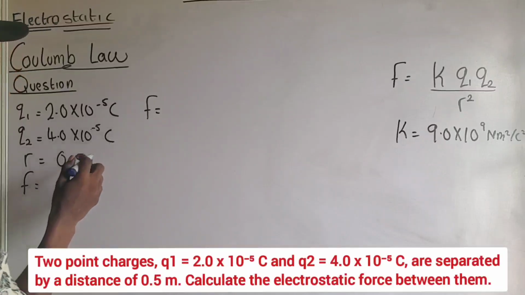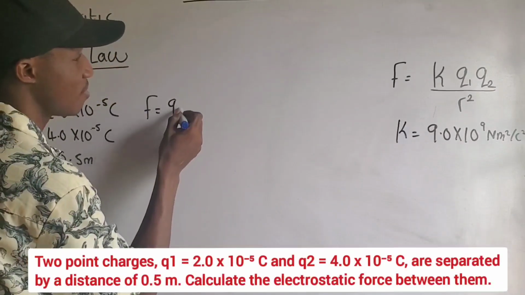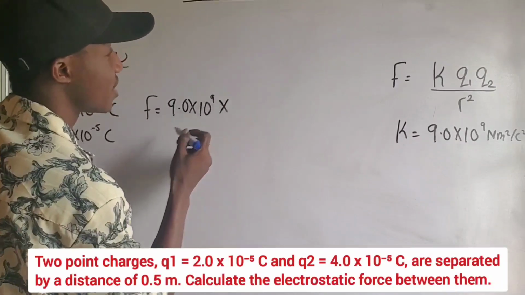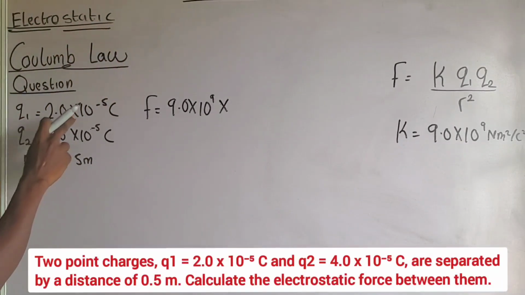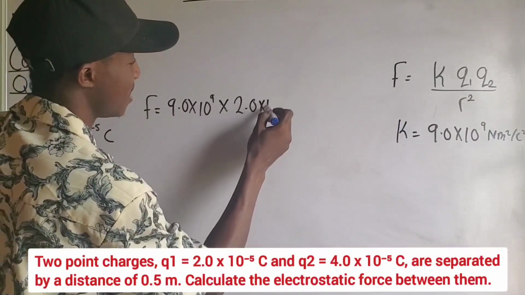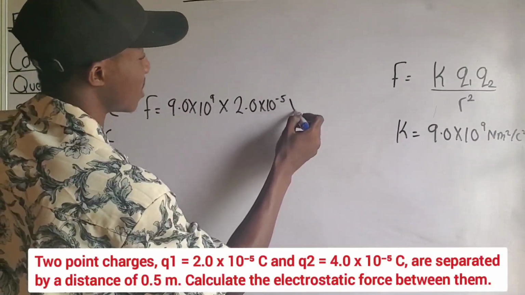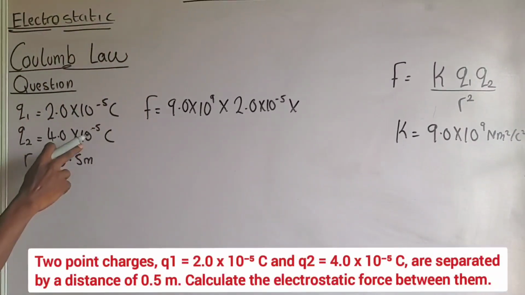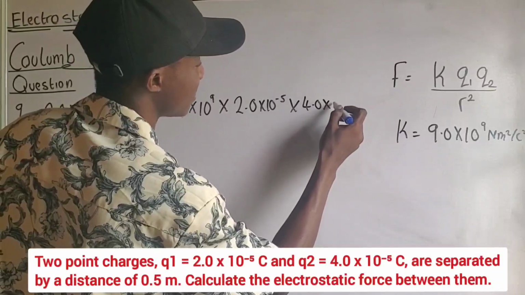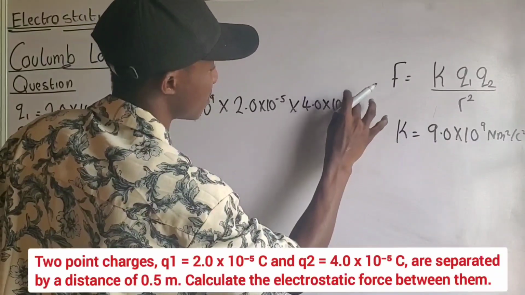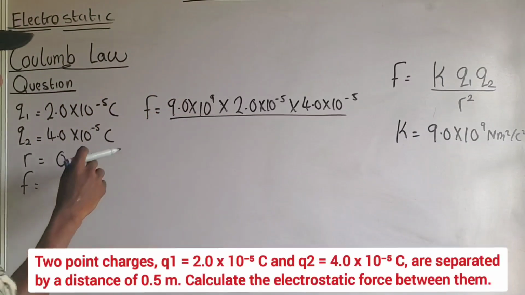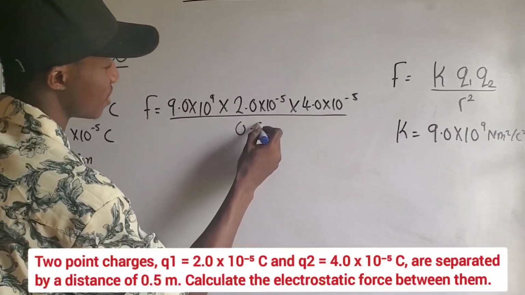Okay, just replace the values. F equals K. K is 9.0 times 10 raised to the power of 9, multiplied by Q1. Q1 is 2.0 times 10 raised to the power of negative 5, multiplied by Q2. Q2 is what? 4.0 times 10 raised to the power of negative 5, all over 0.5 squared.